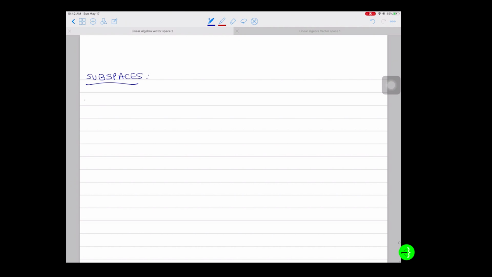So let's define a subspace. What is the definition of a subspace? A subset U of the set V is called a subspace of V if U is also a vector space.